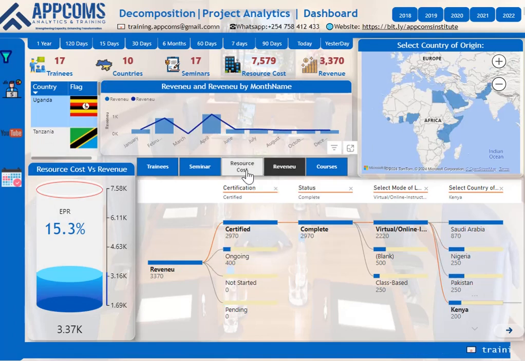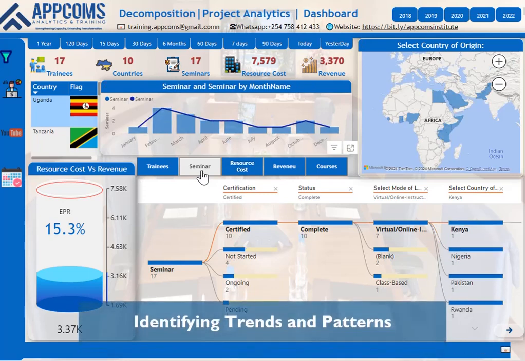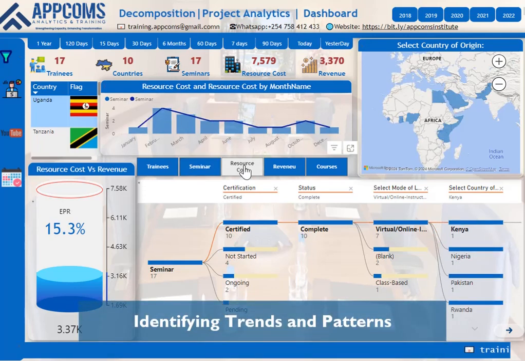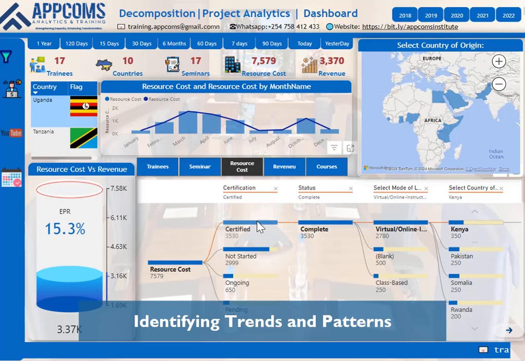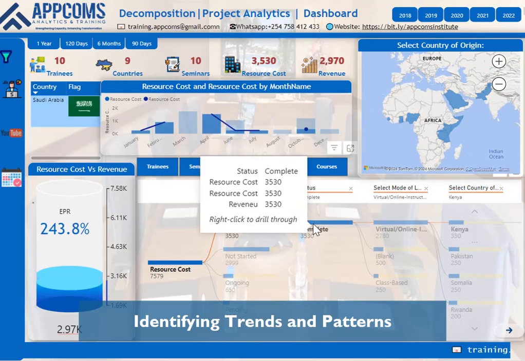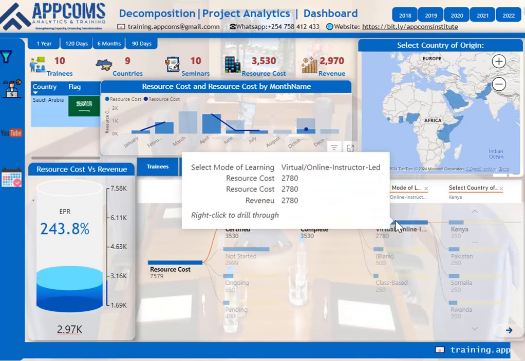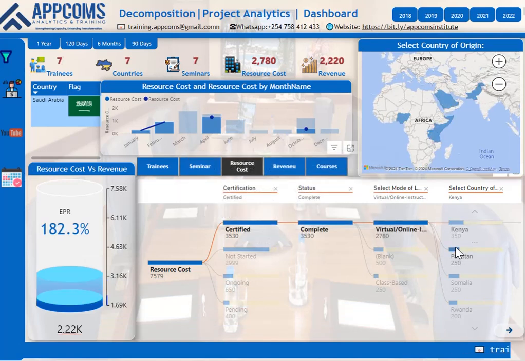2. Identifying trends and patterns. By decomposing a metric, you can identify trends and patterns that might not be immediately obvious when looking at the data in its aggregate form. For example, you might notice that sales are strong overall, but upon decomposition, you realize that certain regions or products are underperforming while others are thriving.